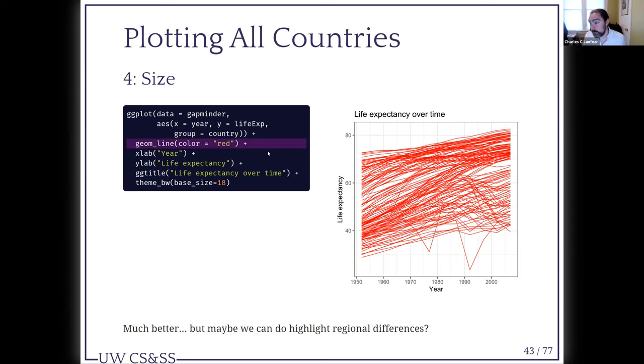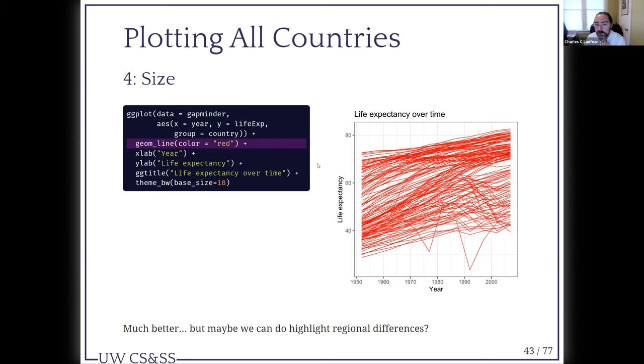This is already much better. We can see individual lines for countries, their life expectancies over time. In most countries that don't experience really traumatic nationwide events, life expectancies tend to be sort of stably waving up and down and going upward over time. Okay, so this is better.